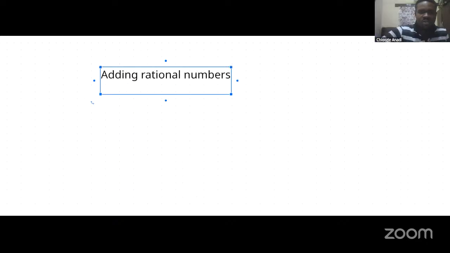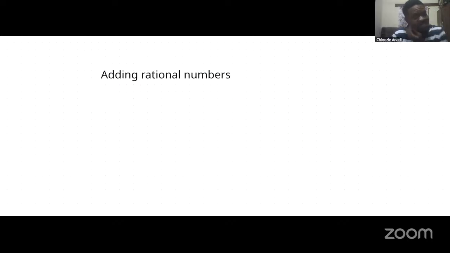And I know this is something you already know. We'll be looking at adding rational numbers. And when it comes to adding rational numbers, remember that we said that rational numbers can be written as fractions, right? So just imagine yourself adding fractions. Do you know how to add fractions? Yeah. Okay, very good. Okay, let's dive into examples.